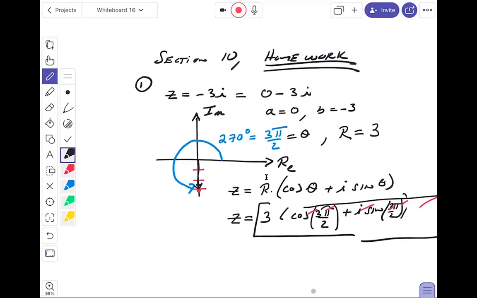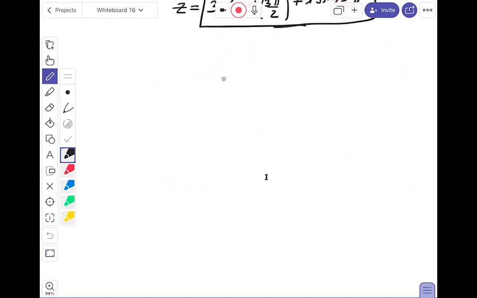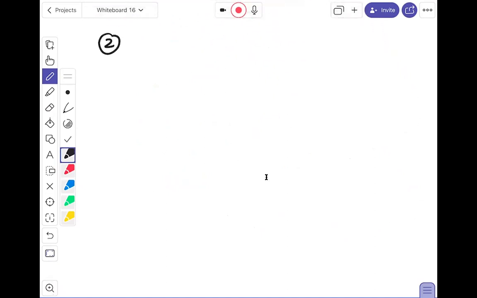All right, I'm going to go to problem number 2. And what does it say for number 2? It says evaluate the cube of this. So let me write this one down for you. So z equals a plus bi. All right, that's a complex number you learn in Math 100. We have a polar form of this, which is going to be r times cosine theta plus i sine theta.